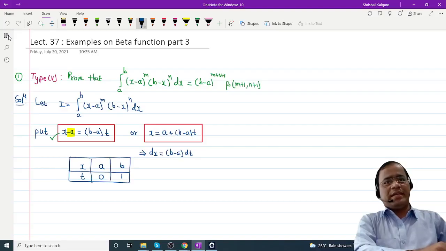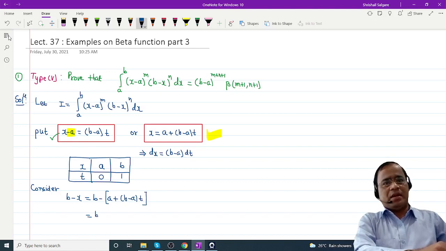Therefore, before writing the integral, I will consider the two factors. The x minus a factor you have already calculated. Now I will calculate b minus x. So b minus, you have to use a bracket. Now the value of x from this second term is given by a plus (b minus a) into t. If you simplify the bracket, b minus a, with the minus outside, that term becomes minus (b minus a) into t.